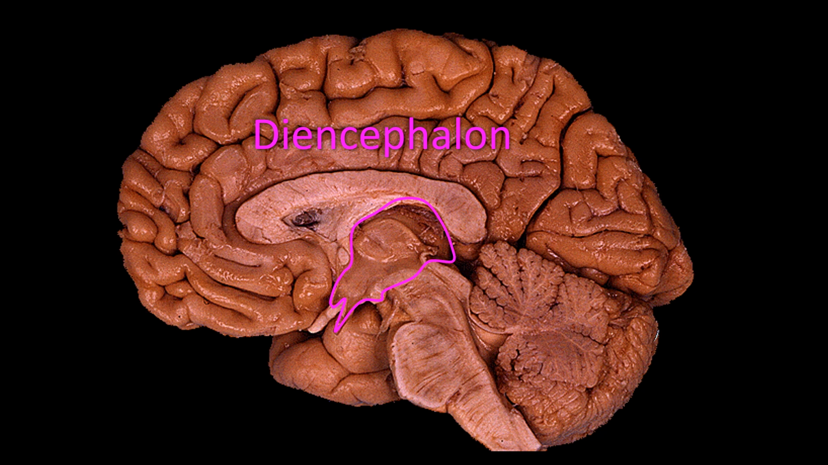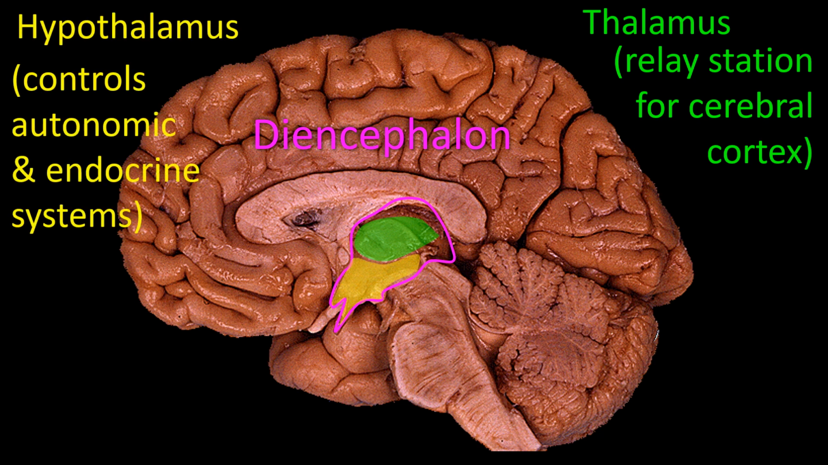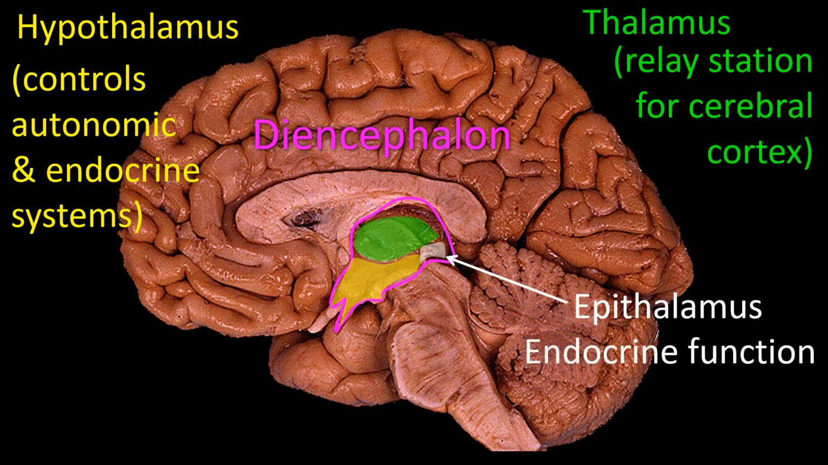The diencephalon has 4 parts, but in this view we can only see 3 of them. The thalamus, the relay station for the cerebral cortex, the hypothalamus, the center that controls autonomic and endocrine functions, and the epithalamus, which has an endocrine function. The 4th component of the diencephalon, the one we cannot see in this view, is called the subthalamus.